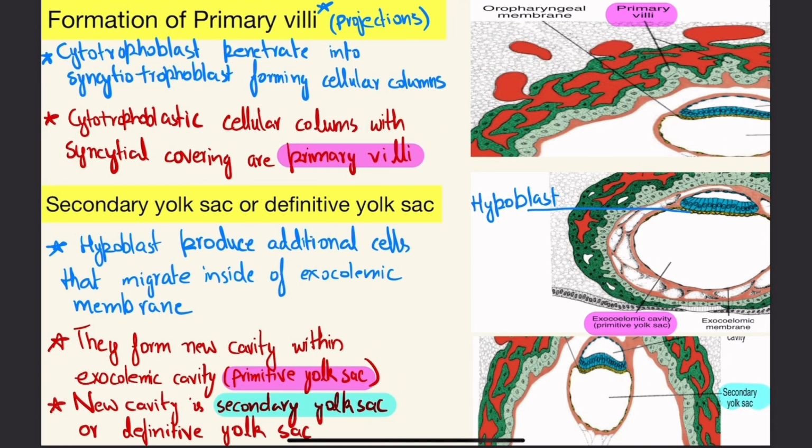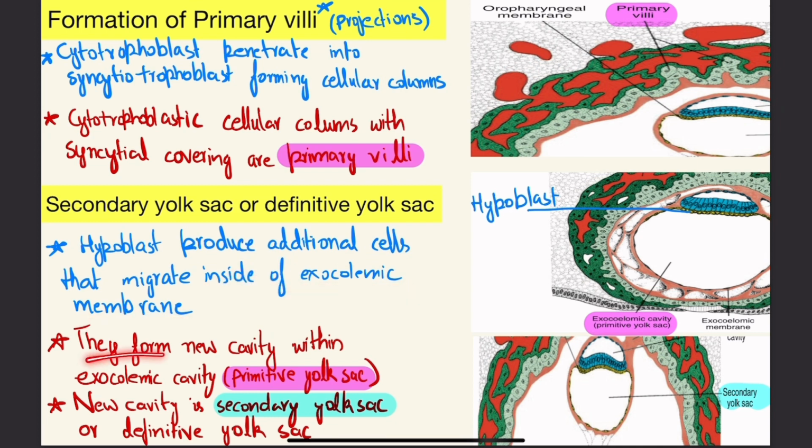On the 13th day, there is formation of primary villi, which are projections. Villi are basically projections. Cytotrophoblast penetrates deep into the syncytiotrophoblast, forming cellular columns. Cytotrophoblastic cellular columns with the syncytial trophoblast covering are our primary villi. Here is the cytotrophoblast cell column covered by the syncytiotrophoblast. This is the primary villi.